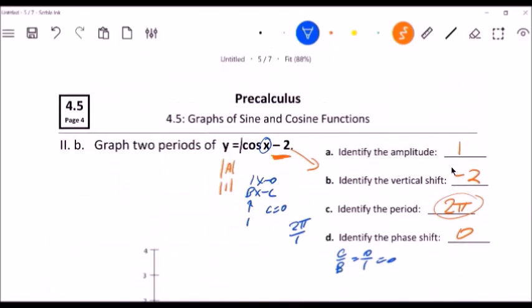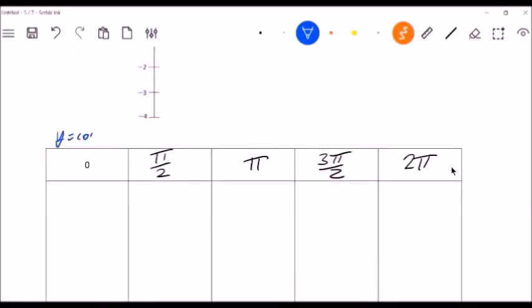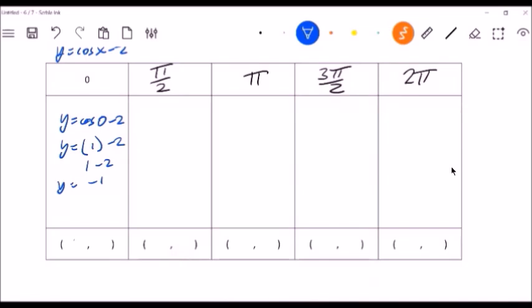And then we're going to do this cosine x minus 2. So y equals cosine of x minus 2. So y equals the cosine of 0 minus 2. So the cosine at 0 is a 1. So we have 1 minus 2, or a -1. So that means when we're at 0, we're at -1 now.